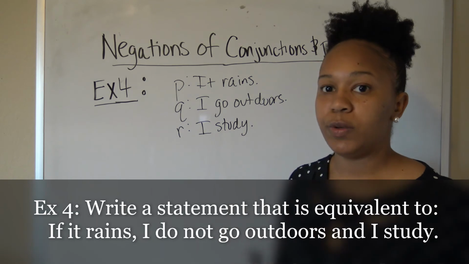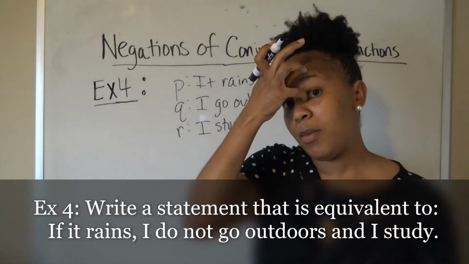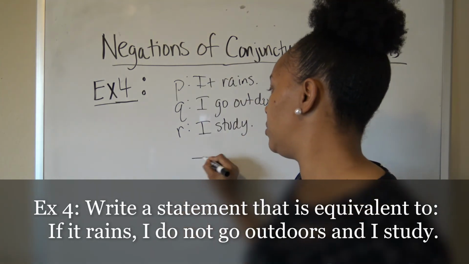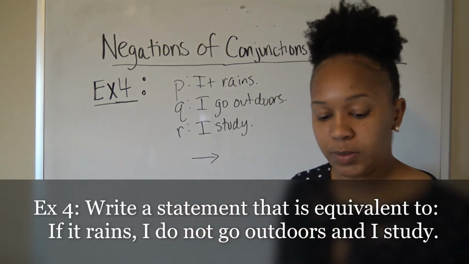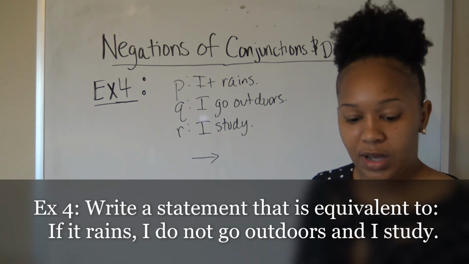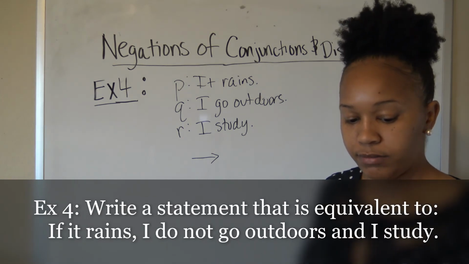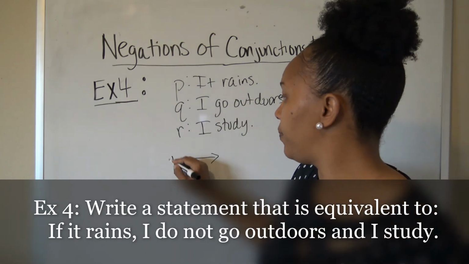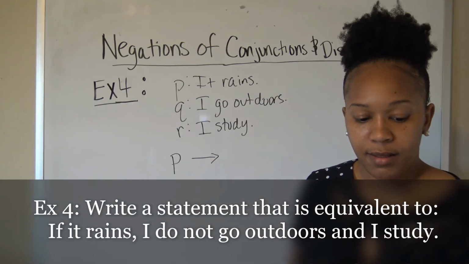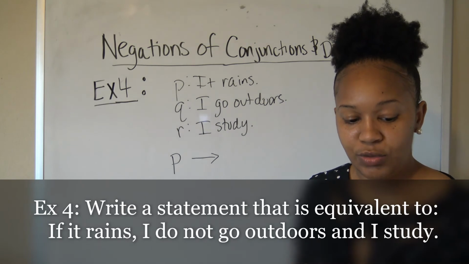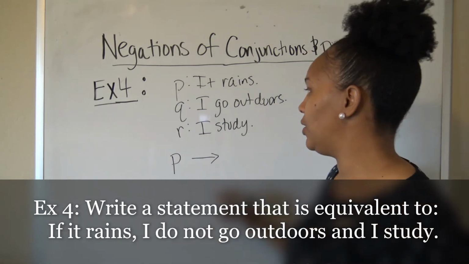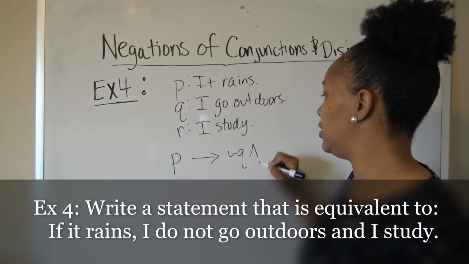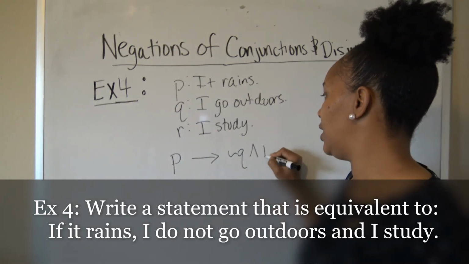So using those 3 statements, if I take the original statement and write it in symbolic form, it's an if-then statement. So I'm going to have the arrow. The first part is, if it rains. So P. Then I do not go outdoors and I study. So I do not go outdoors, so it'll be not Q. And the conjunction symbol, I study, R.